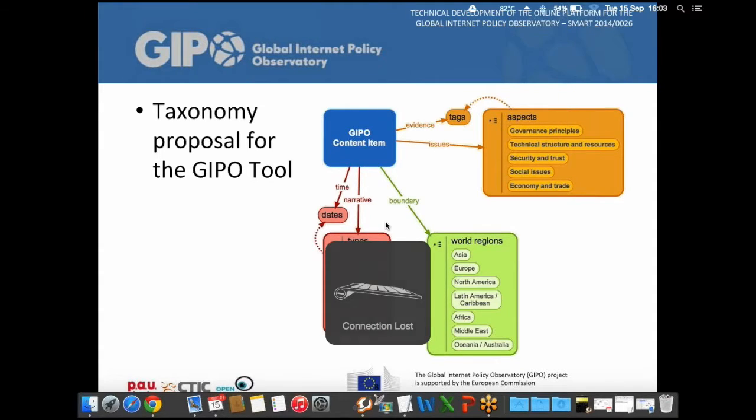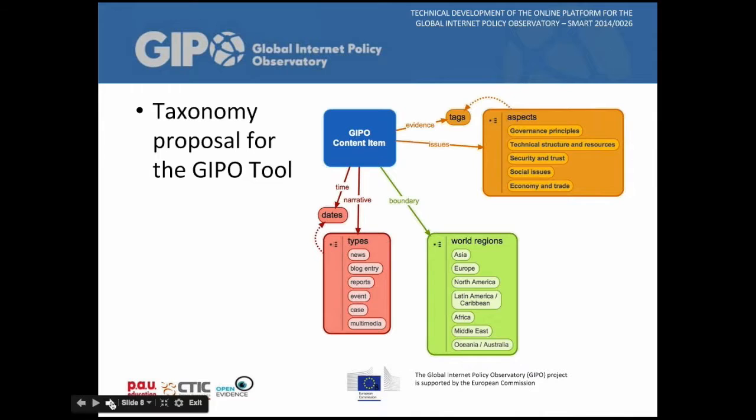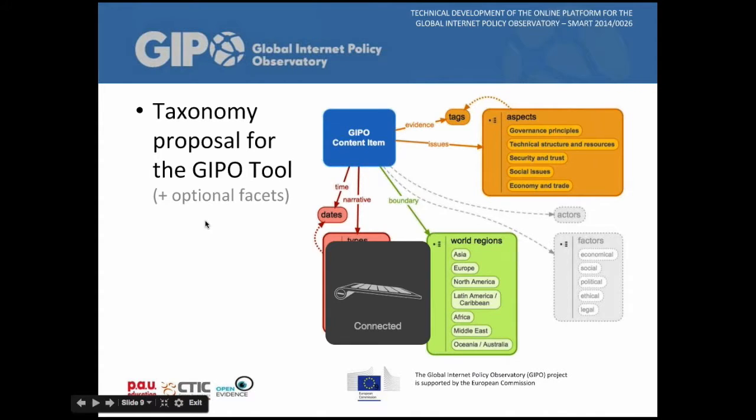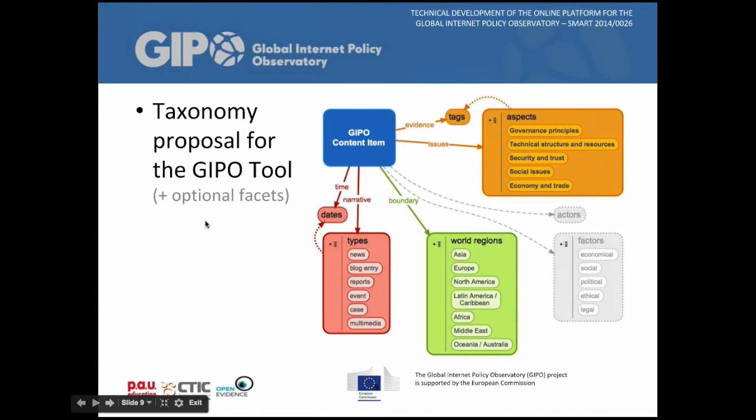We can also use more facets like these ones, actors, maybe one different facet, and then, for instance, what we call factors, which are very horizontal or transversal kinds of aspects, like economic, social, political, ethical, legal, and maybe moral, and maybe more if we go on.